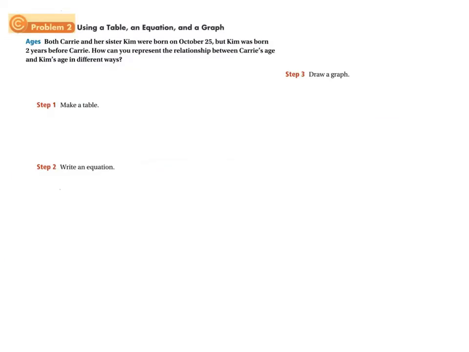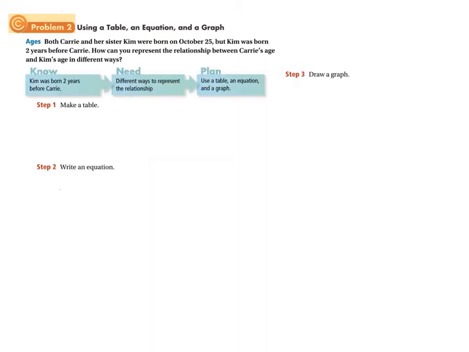Okay. Both Carrie and her sister Kim were born on October 25th, but Kim was born 2 years before Carrie. Kim is older. How can you represent the relationship between Carrie's age and Kim's age in different ways? Well, we have the 3 different ways we're going to do it. This is what we know. We need to represent it in different ways, and we're going to do it like this. So let's first make a table.